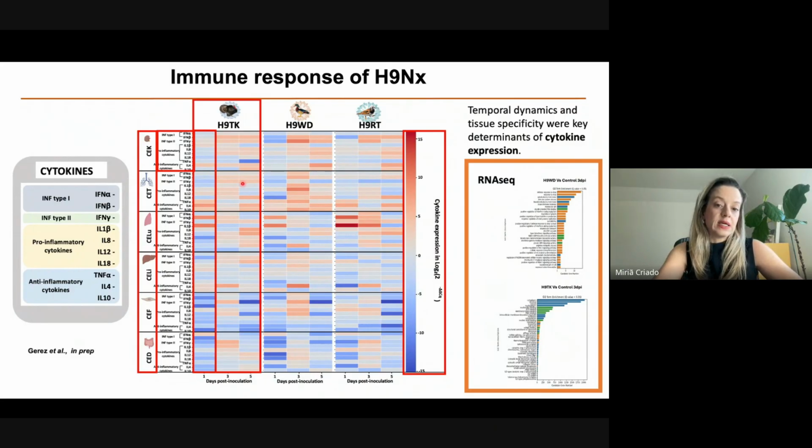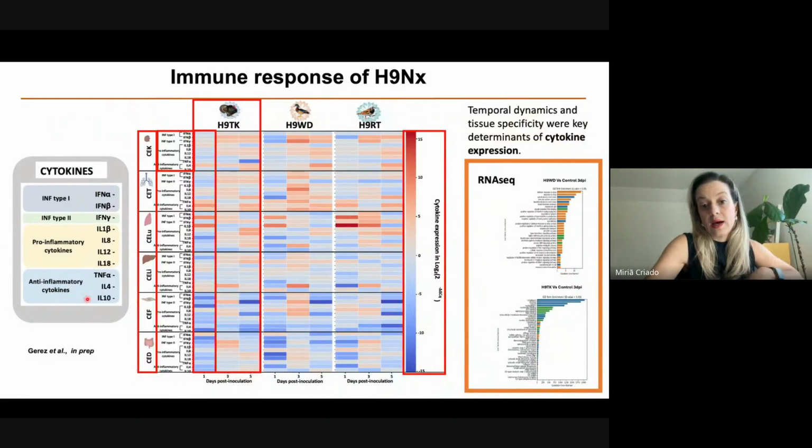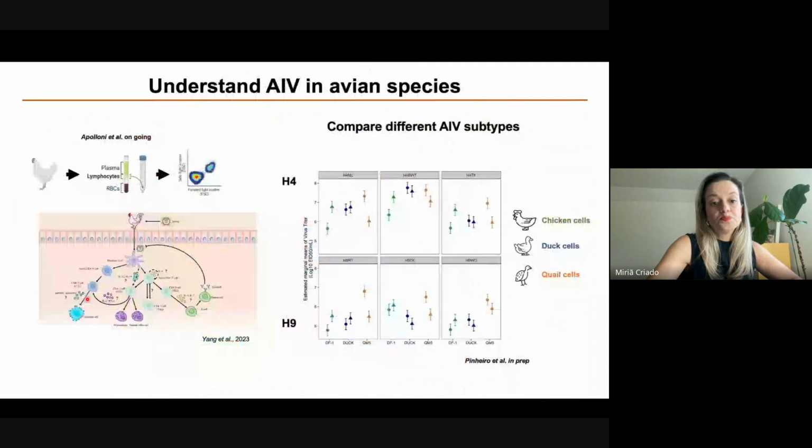When we validated this, here is a heat map showing the expression of different cytokines in all of these different tissues that we test. And we saw there is a pattern depending on the day of the infection. And now we have been trying to correlate and understand how these pathways that are upregulated have been connected to some specific response that can imply on the virus infection.